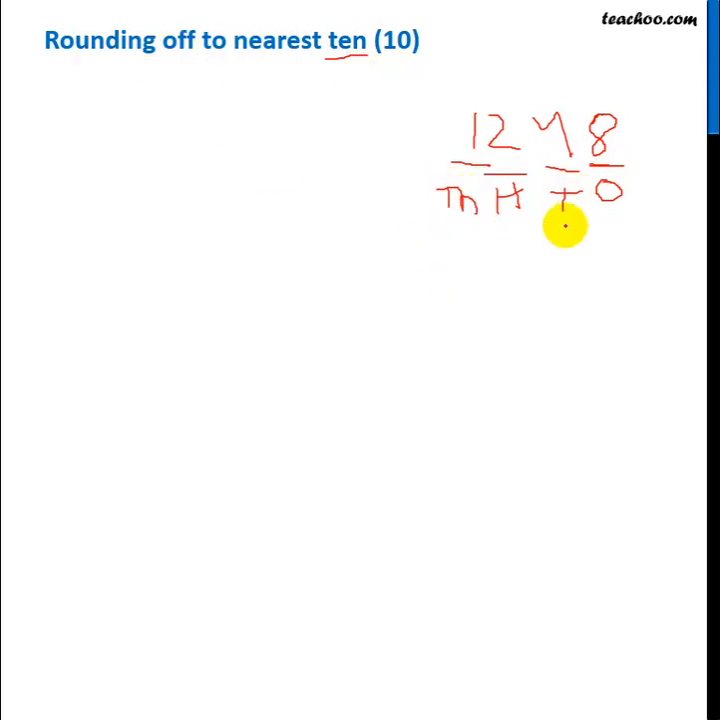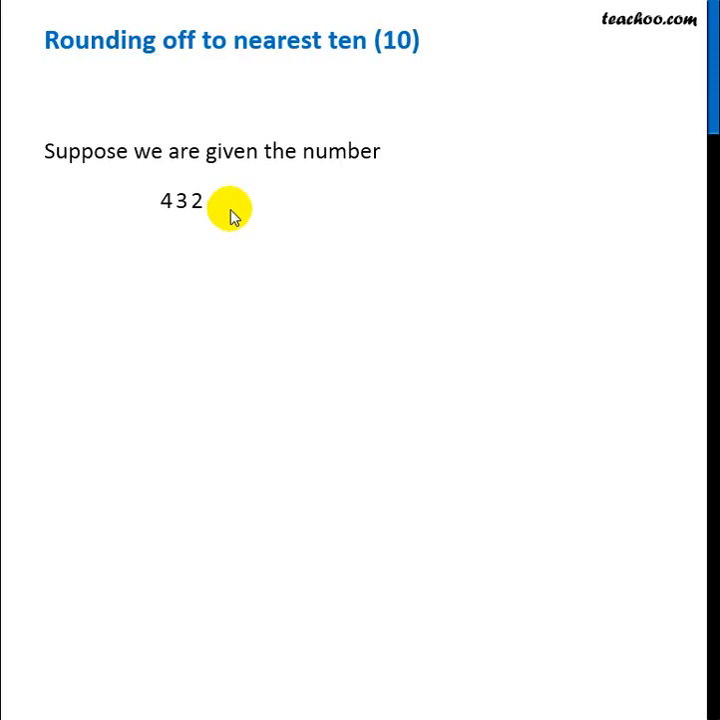So here we are rounding off to nearest tens. So nearest 10. Let's look at how to go about it. Suppose we are given the number 432. Now the tens place, so 2 is unit place, 3 is the tens place. So rounding off to nearest 10 means we write 432 as either 430 or 440.